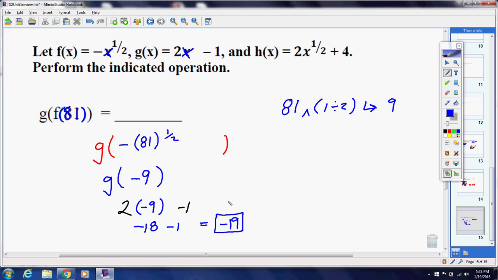That's my final answer. First, in this problem, I found out what f of 81 was. f of 81 was found to be -9, and then I subsequently found what g of -9 equals, and that was -19. All right, well, I hope this was helpful, and I will see you in class.